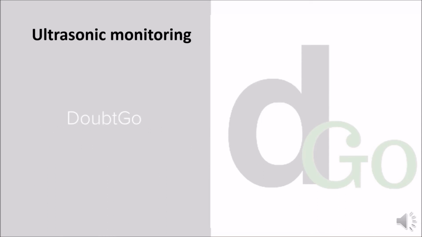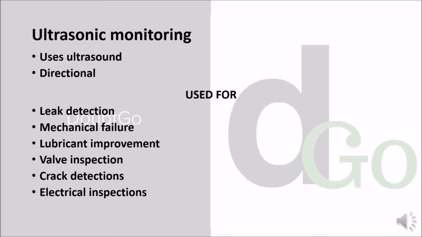Ultrasonic monitoring uses ultrasound to detect a failure. Ultrasounds are high frequency sound waves. They usually start at 20 kHz and go up to the MHz range. These are directional tests, used for leak detection in pressurized or vacuum systems. When a gas escapes from the high pressure side to the low pressure side through a small hole, a noise is created, and that can be identified.